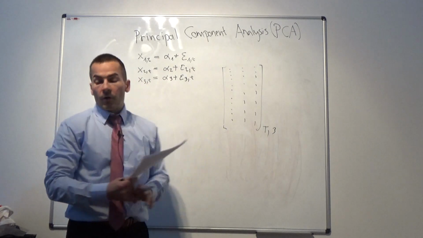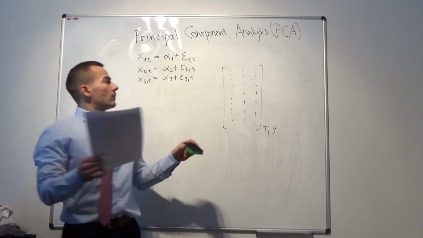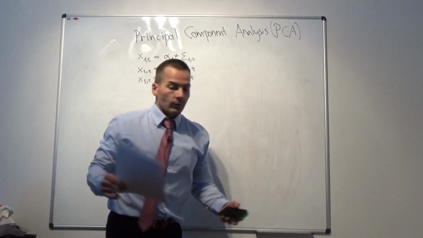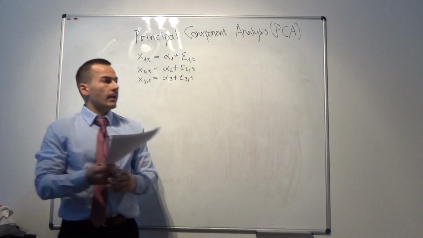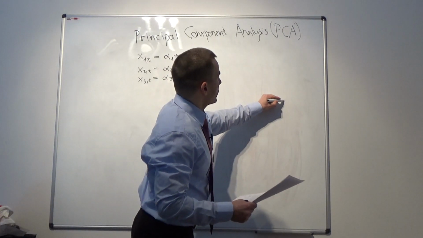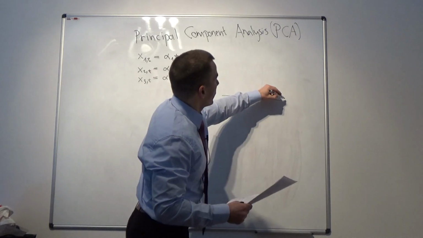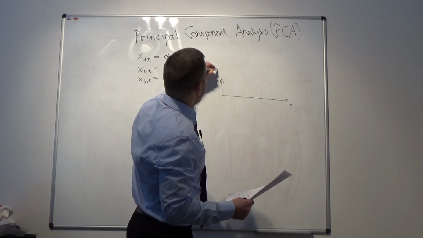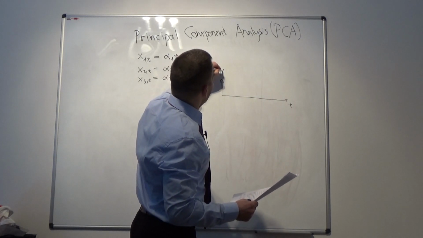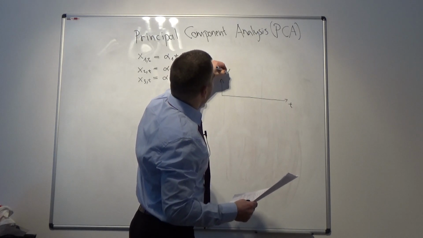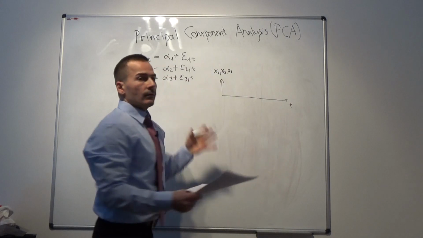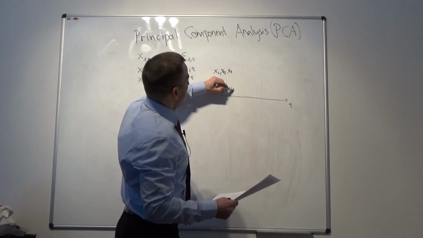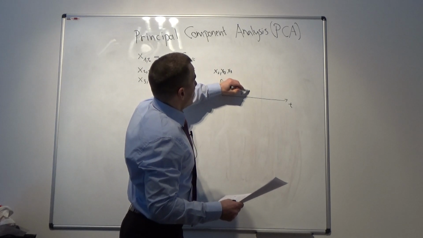What is important to bear in mind now is that we have to make some assumptions here. Let's assume that all of these three processes, if this is the time dimension, and here we have x1, x2, and x3, are circulating around some mean.